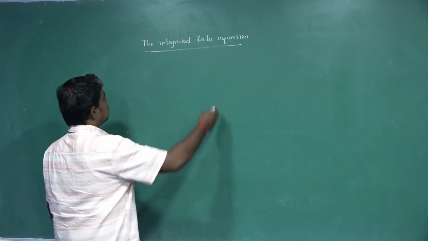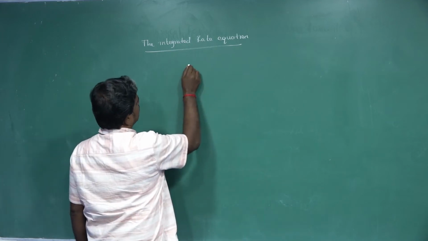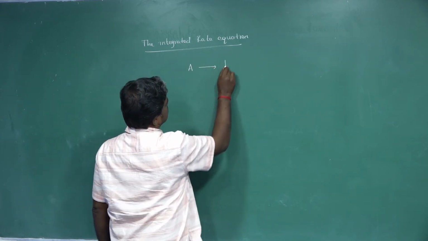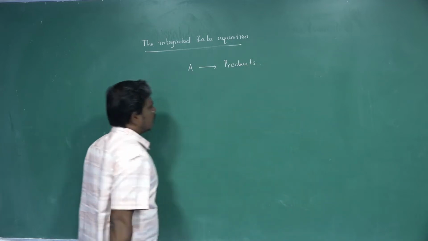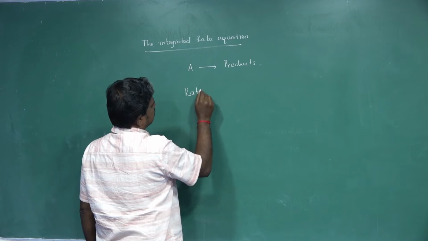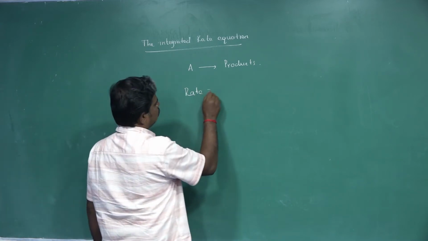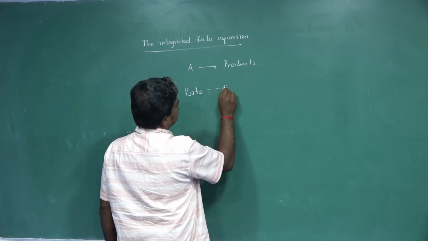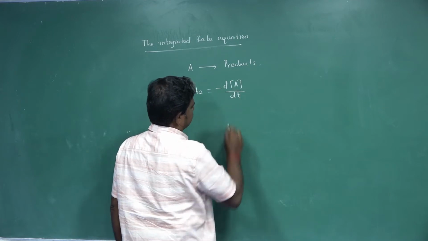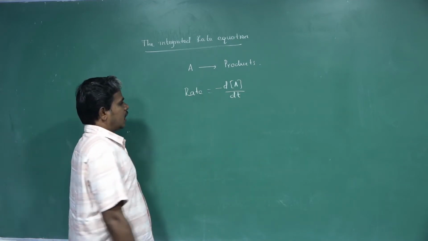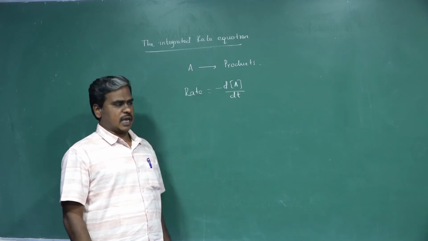Now, we are discussing the integrated rate equation. We take reactant A, which gives the product. Rate is nothing but the change in concentration of the reactant with respect to time. So here, the change in concentration of reactant A with respect to time is the rate. The negative sign indicates a decrease in the concentration of A.